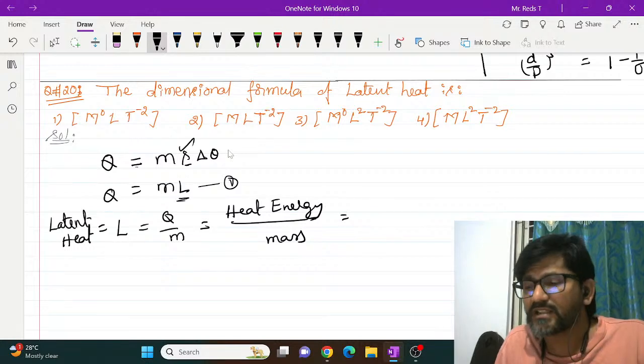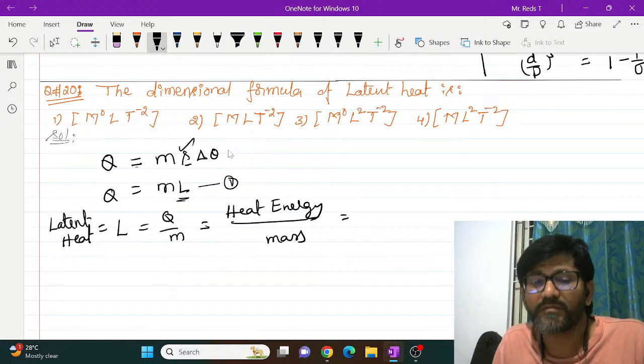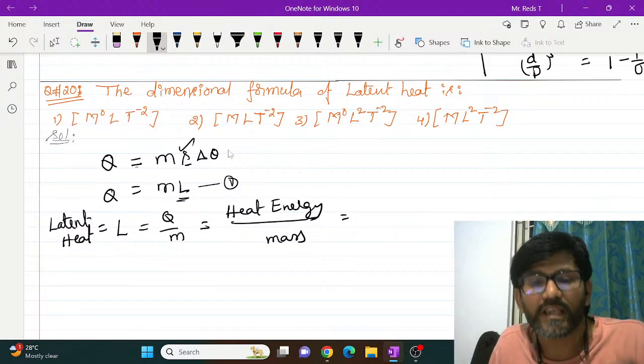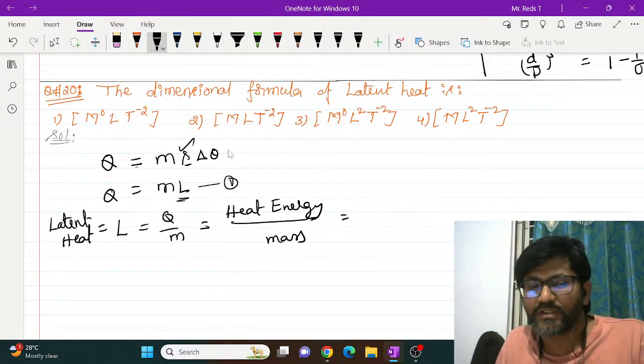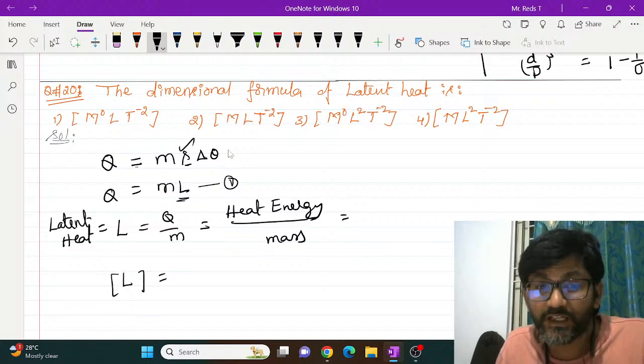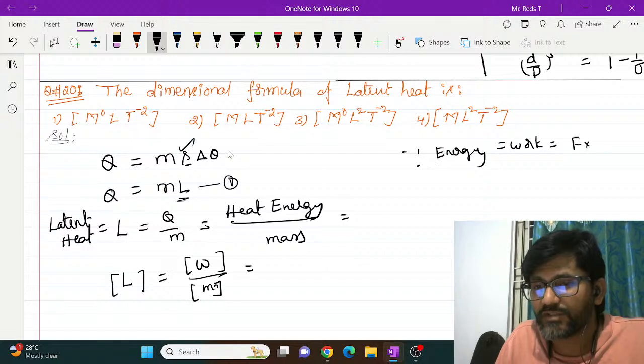Heat energy is nothing but a form of energy. So we can consider it as energy itself, and you should remember that the units and dimensions of energy and work done are both the same. If you remember this, then there is no need to worry, you can directly write. So the dimensional formula of specific latent heat is equal to the dimensional formula of work done by the dimensional formula of mass. Work done is force into displacement. Here you can write energy, because energy is equal to work done, and work done is equal to force into displacement.